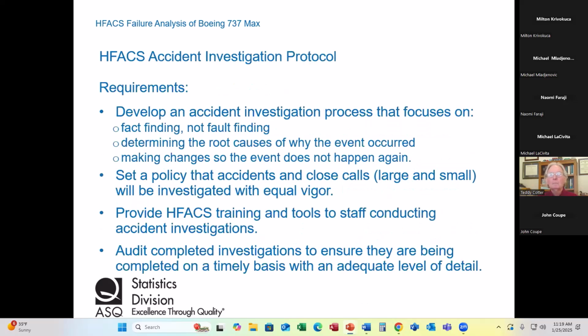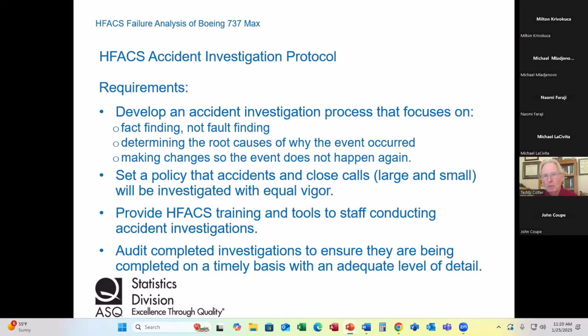Okay. The HFACS Accident Investigation Protocol, as I indicated, is a very formal protocol. The taxonomy itself has formal definitions and formal assignments to various HFACS categories. The HFACS accident investigators have to go through HFACS training and certification before they can use HFACS to classify accidents.